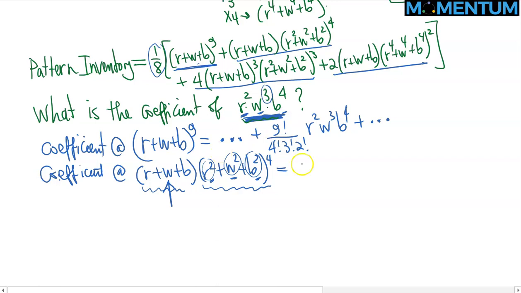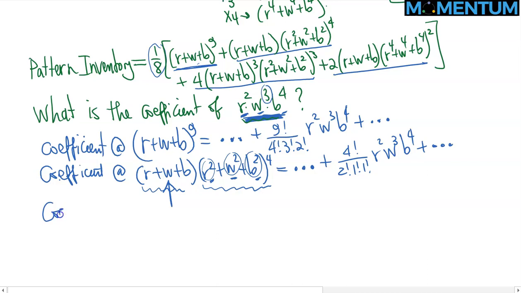And like I said, this is just a multinomial thing, which will end up being 4 factorial over 2 factorial, 1 factorial, 1 factorial, with r squared, w cubed, and b to the 4. Yes. Whew, so we are done with that term as well.